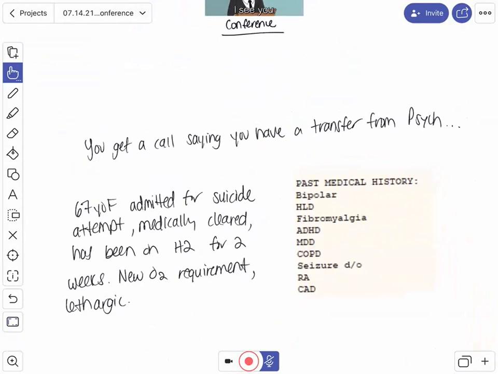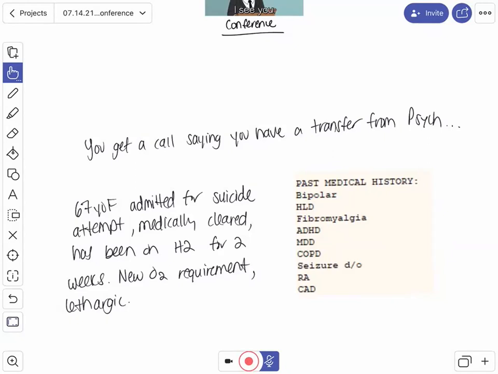Some of you are taking care of this patient now, so if you know what the final diagnosis is, don't give it away to your colleagues. But you are on your admitting shift and you get a call and you have a transfer from psych. So it's a 67-year-old female admitted for a suicide attempt. She tried to overdose on her benzos and her lithium. She was medically cleared and then sent to H2 for her psychiatry needs.